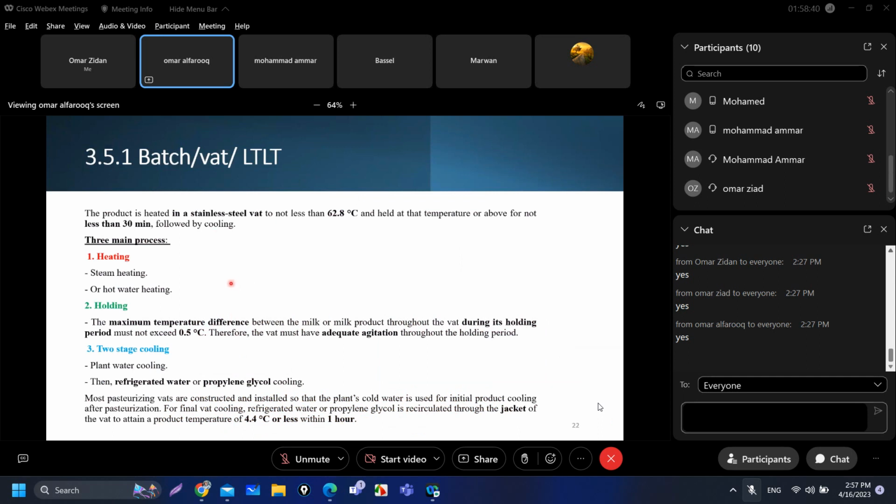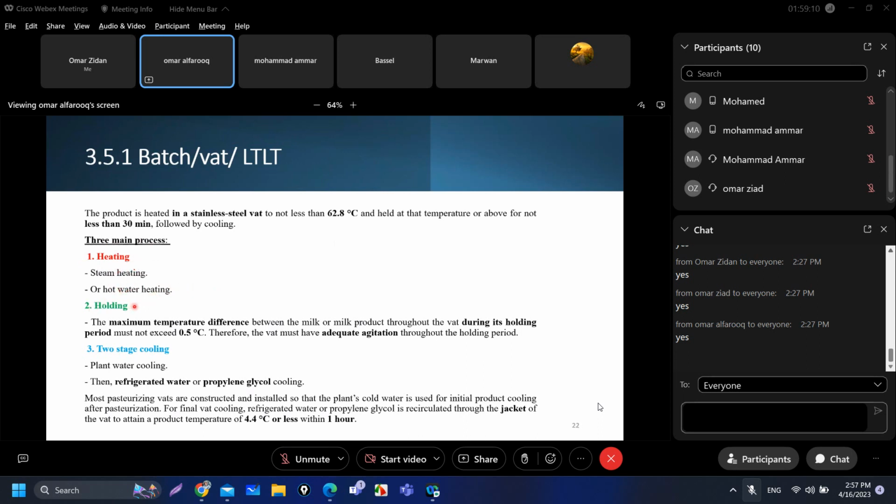Now, starting off with the batch pasteurization, the product is heated in a stainless steel tank to not less than 62.8 degrees Celsius. Okay, and then we hold it at that temperature for about half an hour, followed by cooling. Now, there are three main processes in batch pasteurization. The first process is heating. We either use steam or hot water to heat the product. I will show you after a couple of slides how the heating action is exactly done.